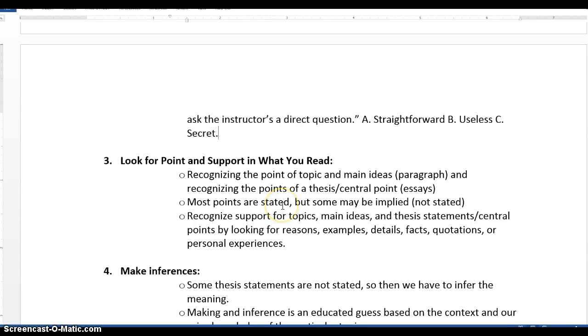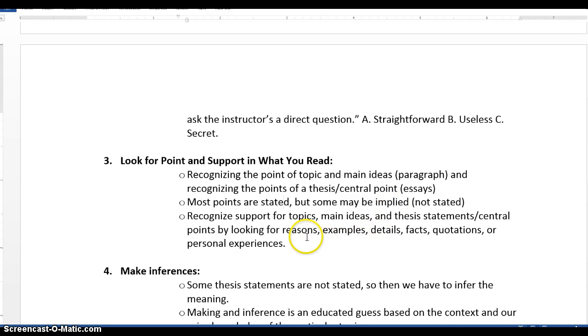And I wanted to say this, and we've talked about this in my regular reading classes. Most topic sentences and thesis statements are stated, which means one sentence, it's very clear that that sentence is the thesis statement or a topic sentence for a paragraph. But sometimes authors or writers like to make them implied, which means they're not stated, which means we as readers have to infer. We cannot choose just one sentence. We have to use the whole paragraph to figure out what the main point is.